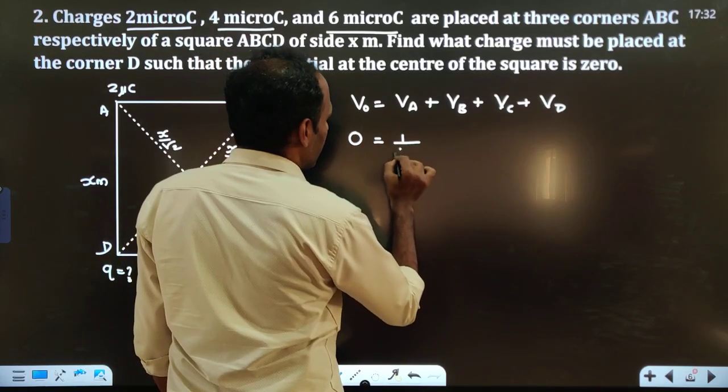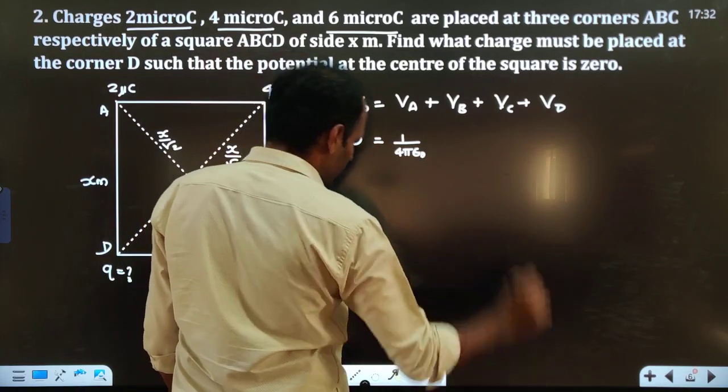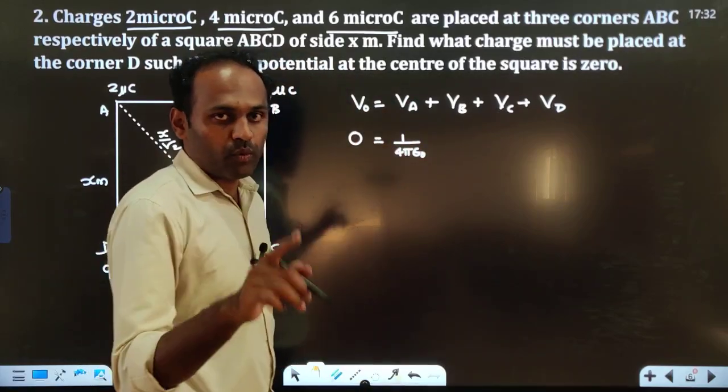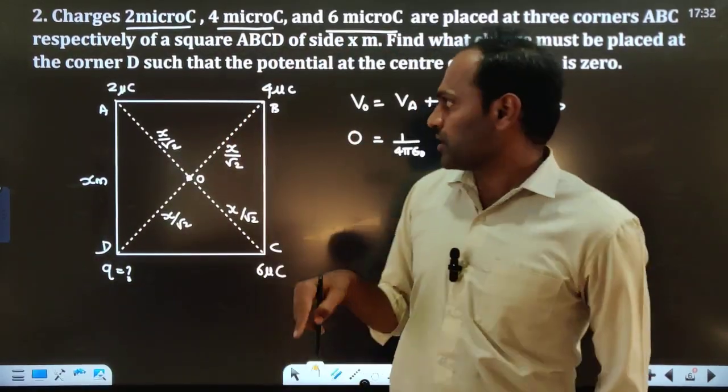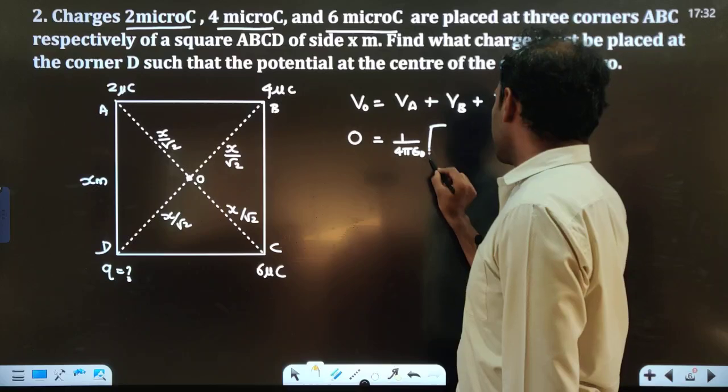In all these formulas, 1 by 4 pi epsilon naught will be common. What is the formula of potential of a point charge? It is 1 by 4 pi epsilon naught q divided by r, right? So here I will take 1 by 4 pi epsilon naught in the bracket.